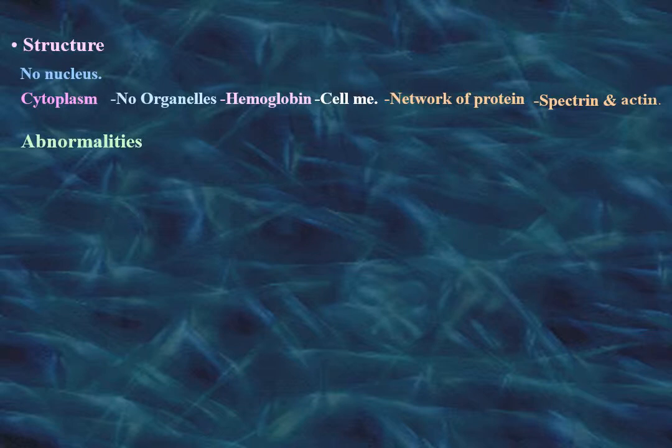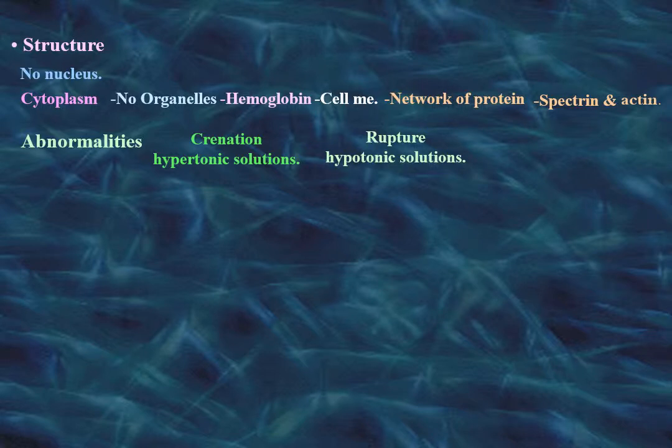Abnormalities. RBC's cell membrane is affected by changes in the osmotic pressure. In hypertonic solutions, RBCs undergo crenation, that is, shrinkage, while in hypotonic solutions, as distilled water, they undergo hemolysis, that is, rupture of RBCs and release of hemoglobin. Hemolysis may be caused also by other factors, as ether, alcohol, bacterial toxins, and snake venom.